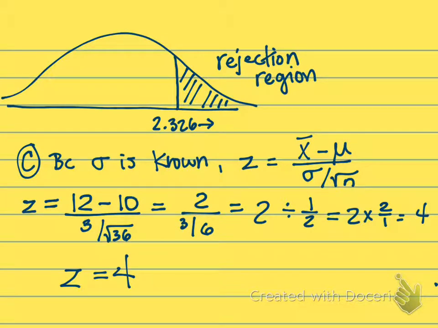So again, let's go back up to our distribution, and 4 would be somewhere probably over here. That's a z of 4. So our z value that we found is in the rejection region. Okay, and so that's the next question. Question D on this problem said, what is your decision regarding your null hypothesis? Well, we're in the rejection region, so we are going to reject that null hypothesis that said that our population mean was less than or equal to 10.